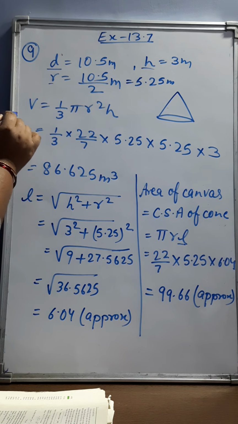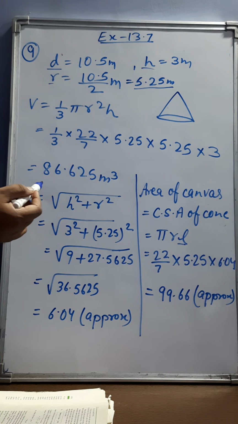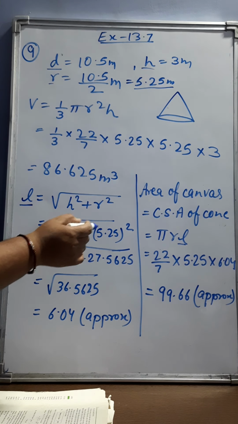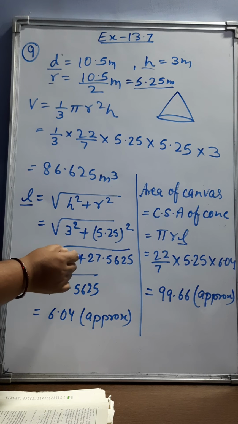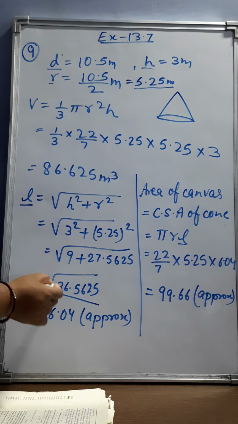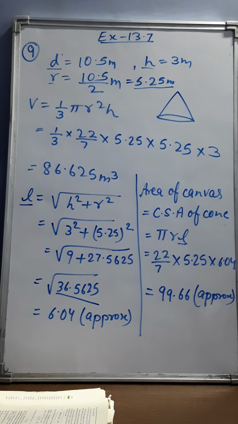First I have calculated the radius, which is 10.5 by 2, giving you 5.25 meter, and height is 3 meter. By putting all the values in the formula of volume, we get 86.625 meter cube as its volume. Now let us calculate l, which is under root h square plus r square. So it is 3 square plus 5.25 whole square. So it is 9 plus 27.625. When you add it, you get 36.5625. If you calculate the square root of this value, approximately it comes to 6.0466 and so on. But here I am taking 2 places after decimal.